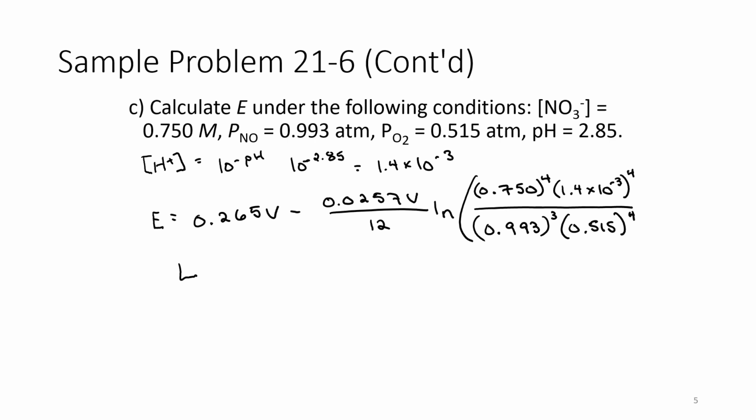We're plugging everything into our calculator. Double check your math on this. Make sure that you get the same thing that I do. And we end up with 0.319 volts as our final answer there. So using the Nernst equation, we can see that our voltage is actually going to increase when our conditions are laid out here in part C, when we're no longer at standard conditions. We've actually increased our voltage.